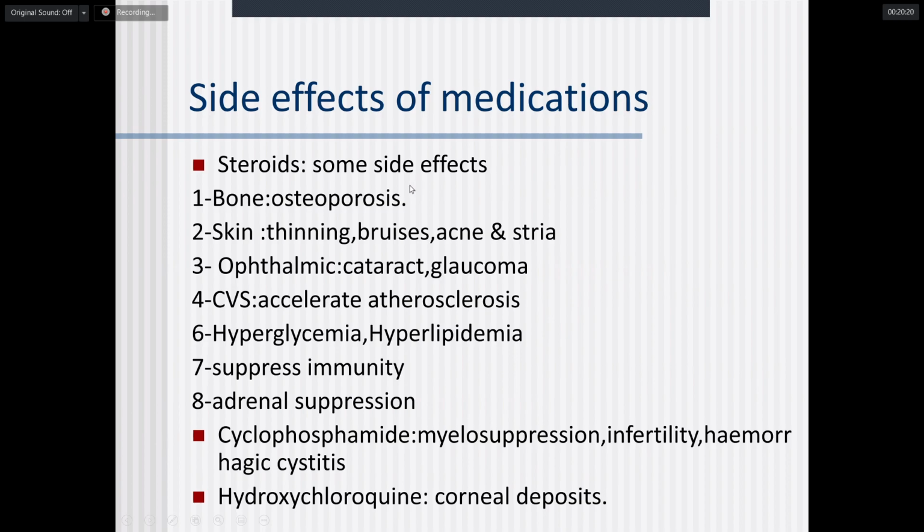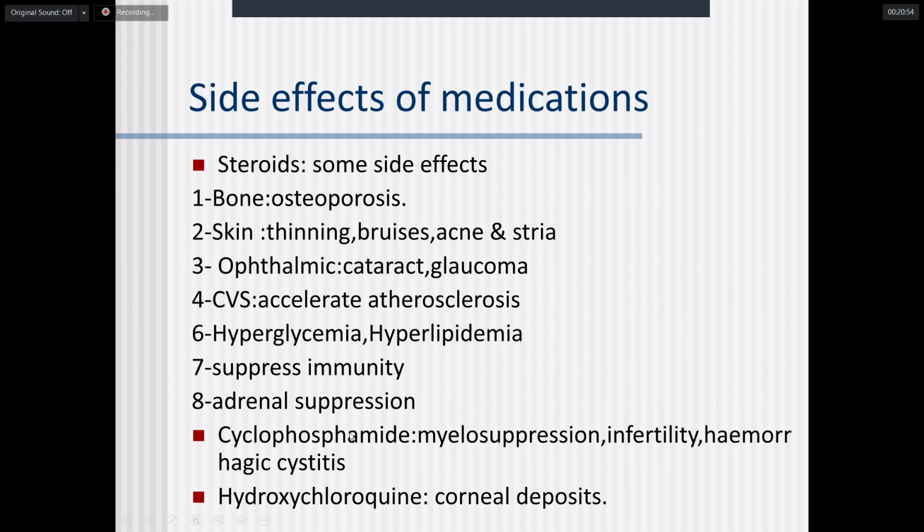Okay, what are the side effects of steroids? Bone, skin, ophthalmic, cardiovascular, hyperglycemia. Cardiovascular: they develop atherosclerosis. Ophthalmic: they develop cataracts and glaucoma, and they may develop adrenal suppression and suppressed immunity. Cyclophosphamide suppresses immunity. These patients are more likely to develop infections. With cyclophosphamide they develop myelosuppression, infertility and hemorrhagic cystitis.